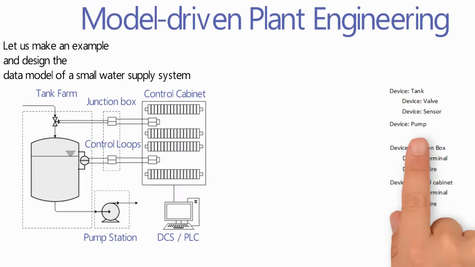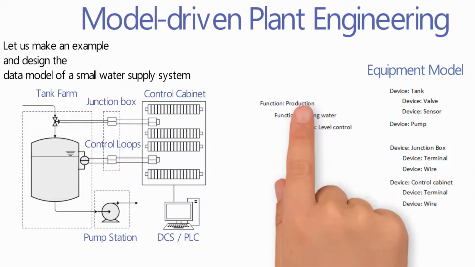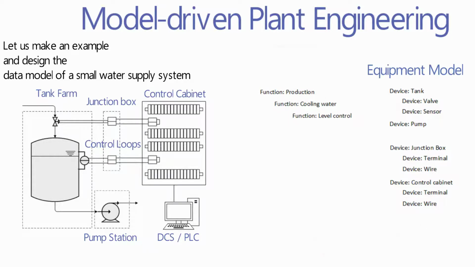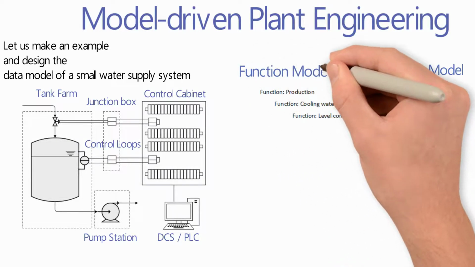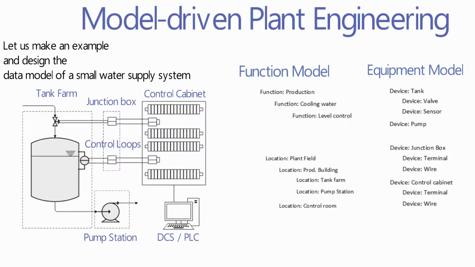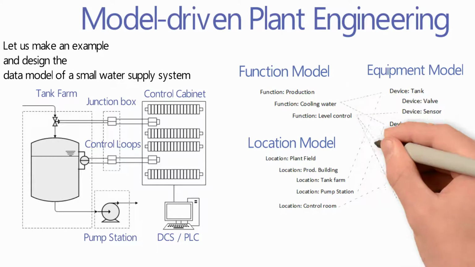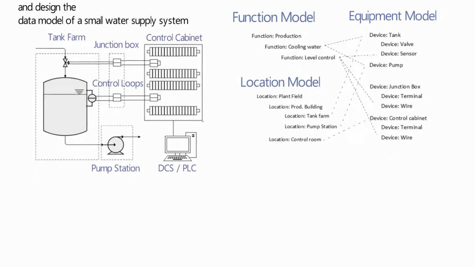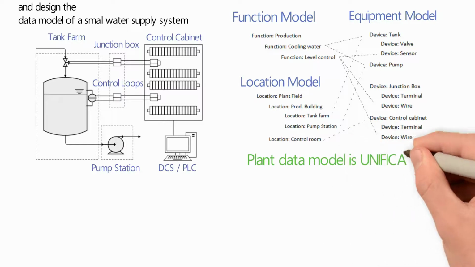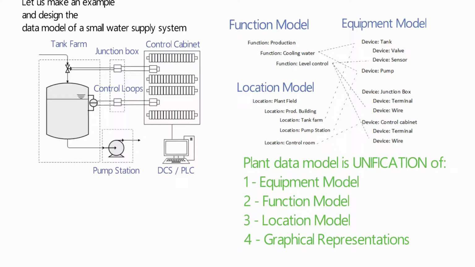The first model that can be derived from this picture is the equipment model. The second model is the functional model. And the third model is the location model, and there should be associations between these three models. As a result, the plant data model is actually the unification of these three models, combined with graphical representations in 2D or 3D for all plant engineering disciplines.